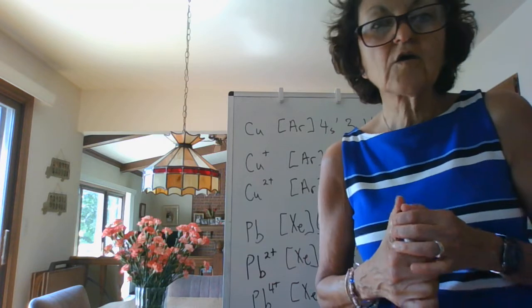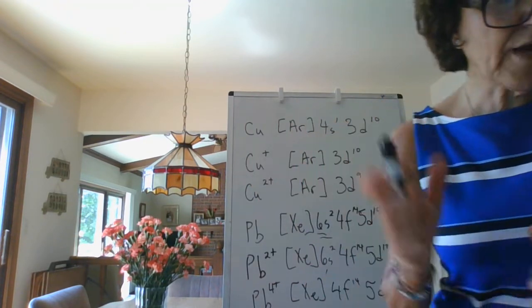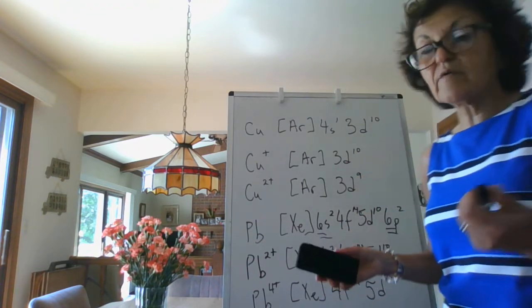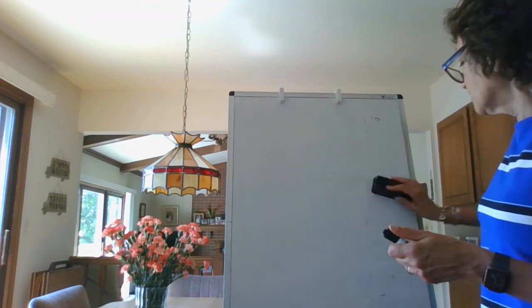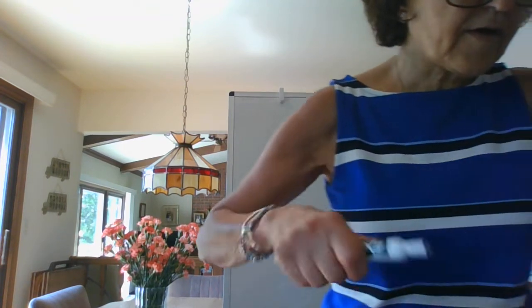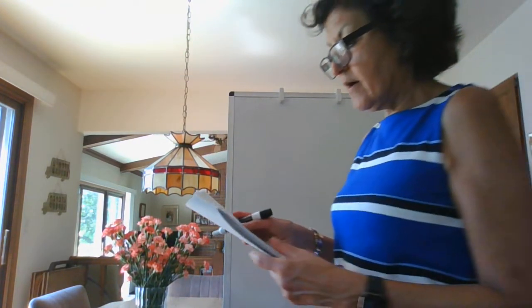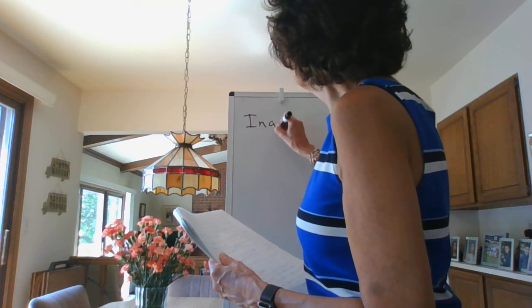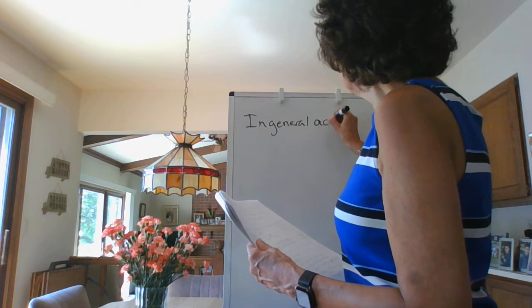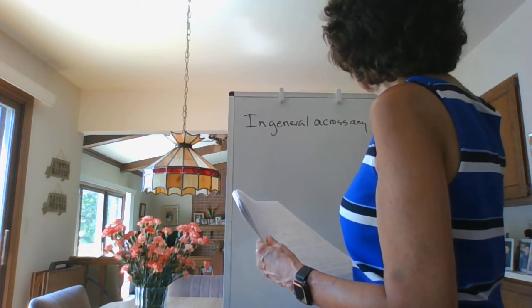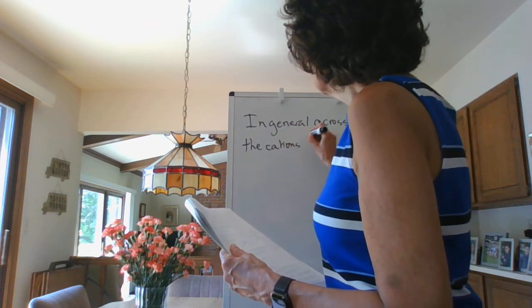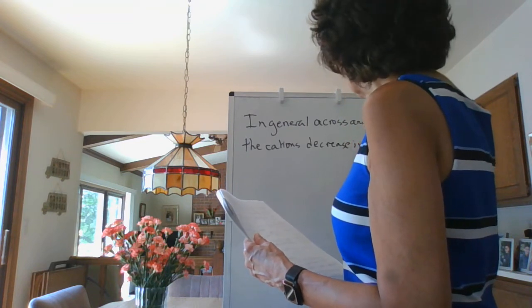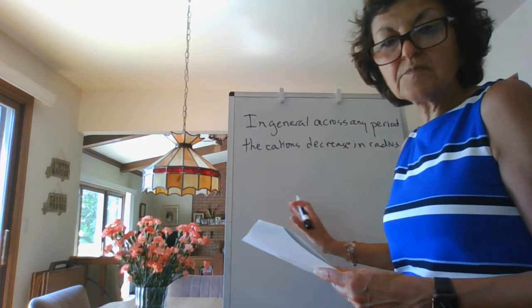Now let's talk about ionic radii. So we're talking about the radius of an ion, not the radius of an atom. We already know the trends for the radius of an atom. Let's talk about the trends for ions. In general, across any period, because it's a little tricky, it's not as straightforward as with atoms, across any period, the cations decrease in radius.